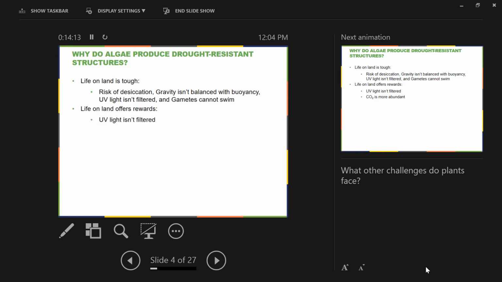All right. So look at this one. UV light isn't filtered. This is weird. Isn't that one of the things that make it tough? Yes, but it's also not filtered, so you get the full spectrum. You get more energy out of that sunlight. Yeah, it has greater potential to damage your tissues, but you get more energy out of that sunlight.